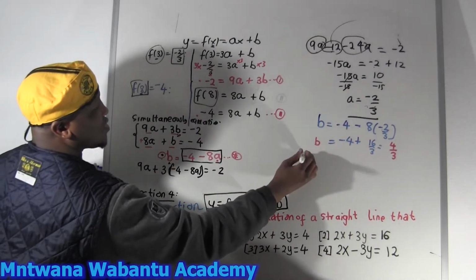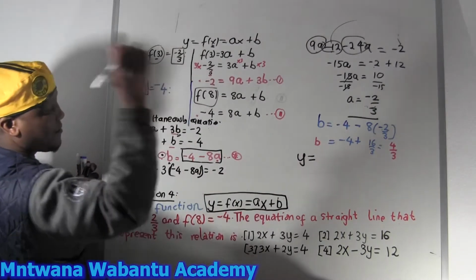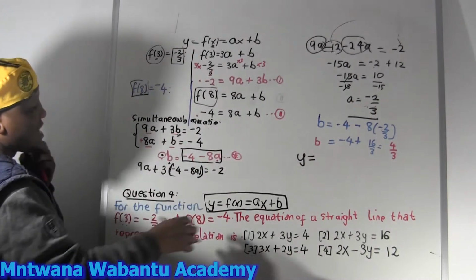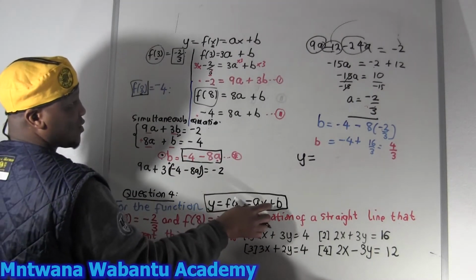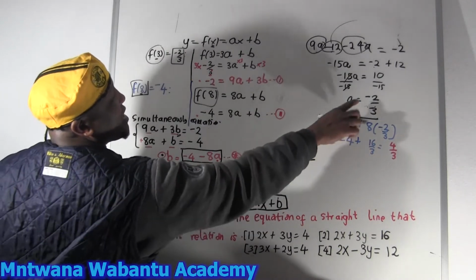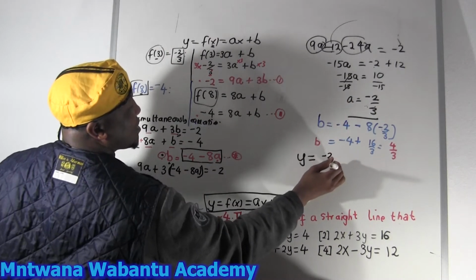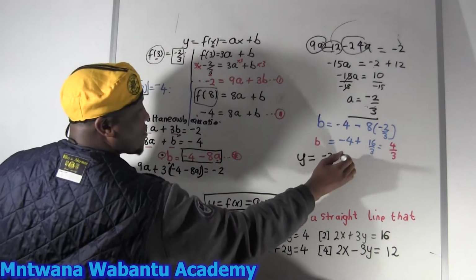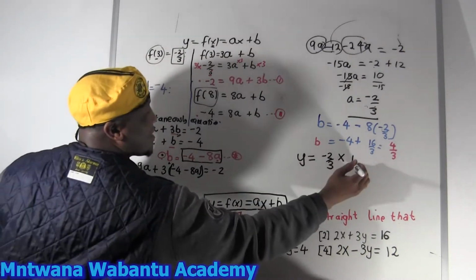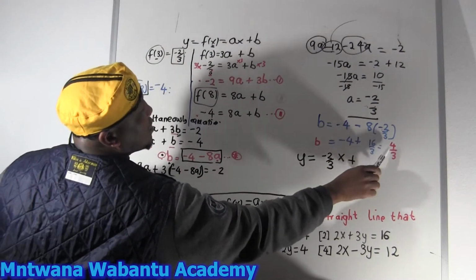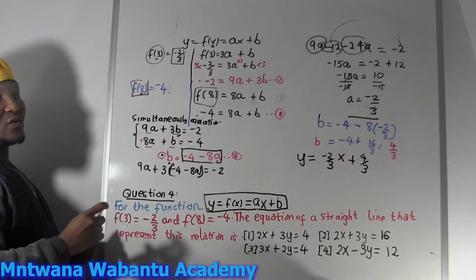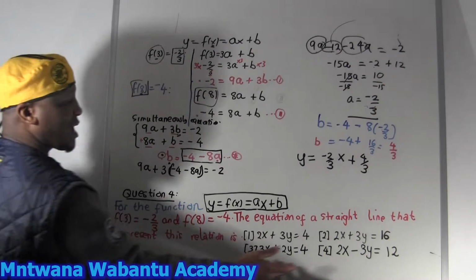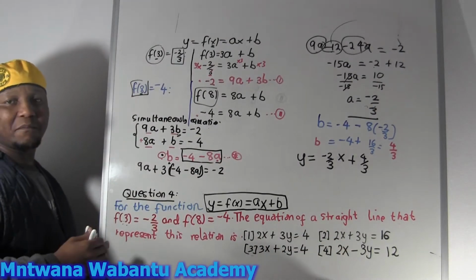So I'm going to say my equation is y equal, leave f of x, don't worry about f of x, because y means f of x, equal to ax. What is a? a is negative 2 over 3. Negative 2 over 3 x plus b. b equal to 4 over 3. You know what I'm saying? So that's our equation. But if we come to the options, none of them.